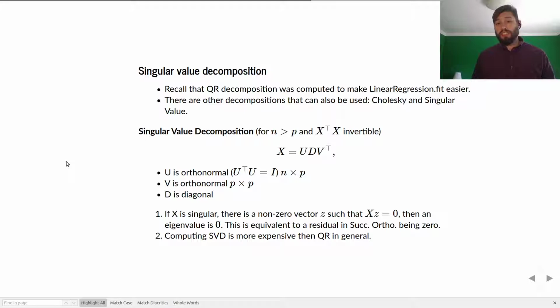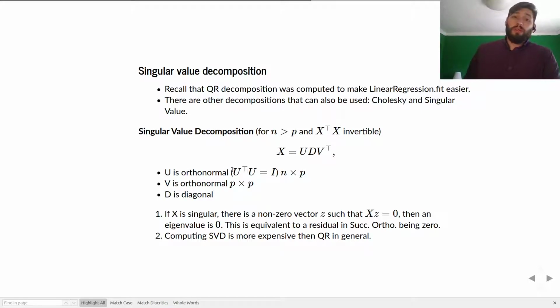The SVD, singular value decomposition, is very simple for this rectangular matrix X. X can be written as U, D, V transpose, where D is diagonal, right? And U and V are orthonormal. And so typically, if n is greater than p, we can write U as an n by p matrix. D is diagonal and V is p by p. That's one way we can write it.